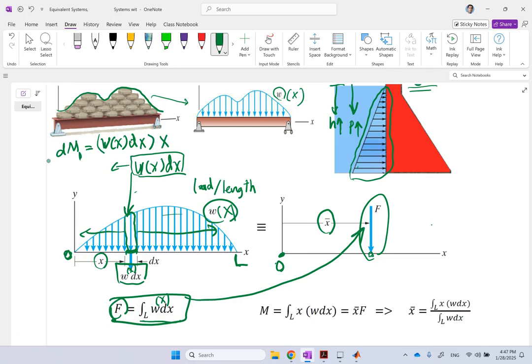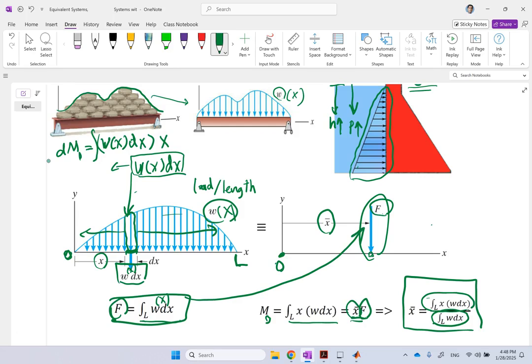And again, since I have infinitely many, I have to integrate this, and that is exactly this here. That is the total moment in the system on the left about the origin. For the system on the right, it's just the equivalent force times the distance x bar. And if I say these two are equivalent, then x bar is going to be the integral of x w dx over F, and F itself is the integral of w dx. And if you look at this, this is exactly the formula for a centroid. In my previous video where I talked about the centroid, this is exactly like a centroid, right?